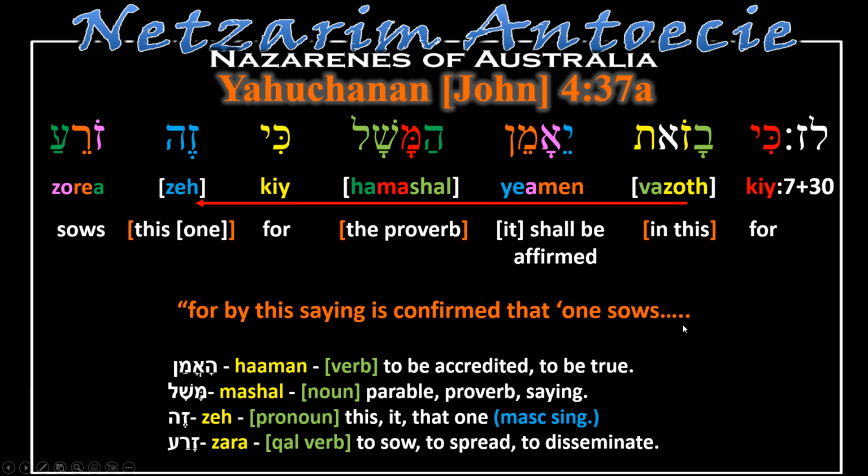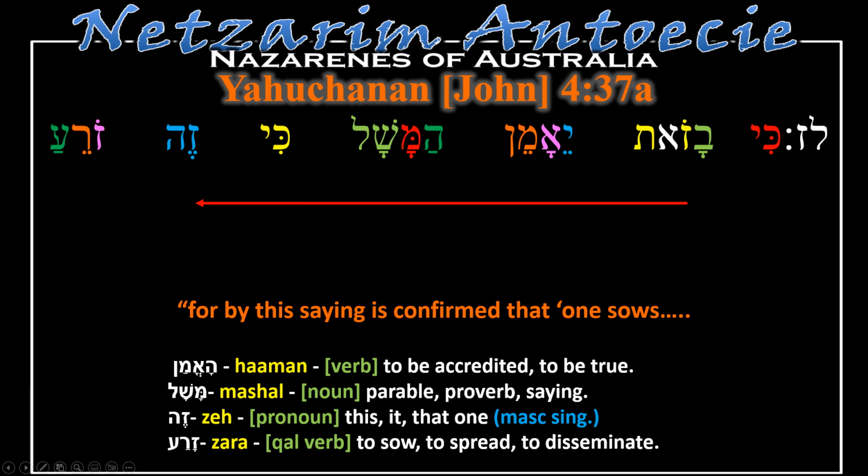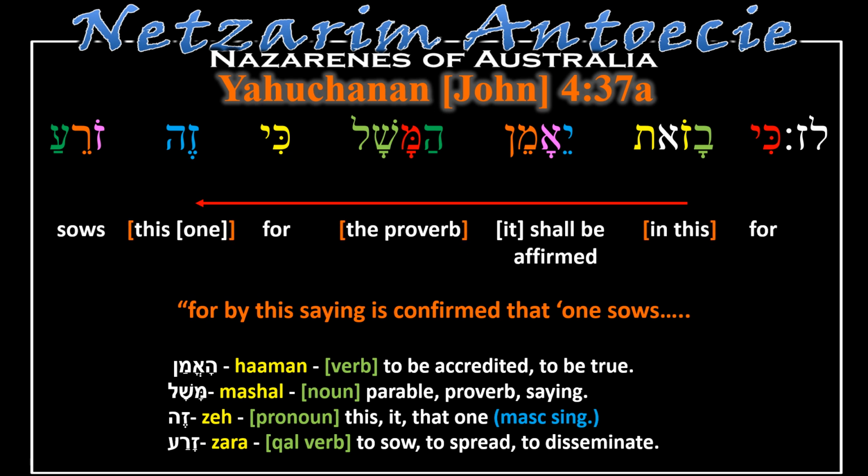That's our translation. And so now we can read it, which is ki, for. Sorry, I'll just read it. Ki vazot ye'amen ha-mashal ki ze zoreah. For in this it shall be affirmed, the proverb, for this one sows.